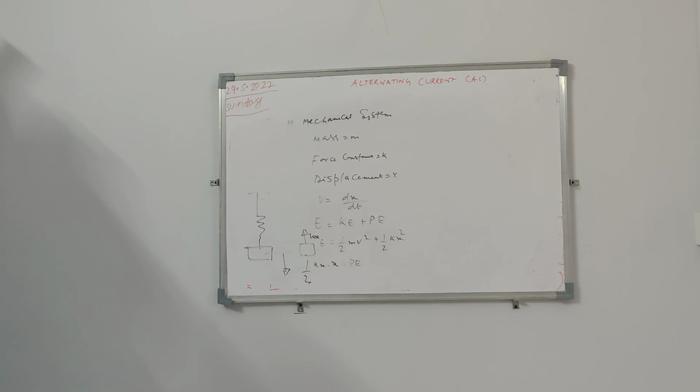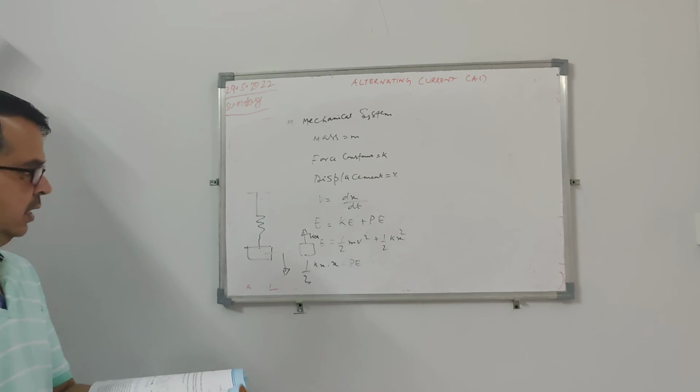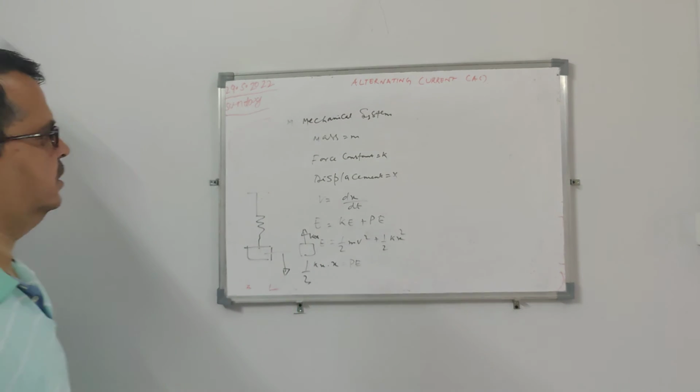So in your spring simple harmonic motion, total energy is equal to kinetic energy plus potential energy. This is for the mechanical system.